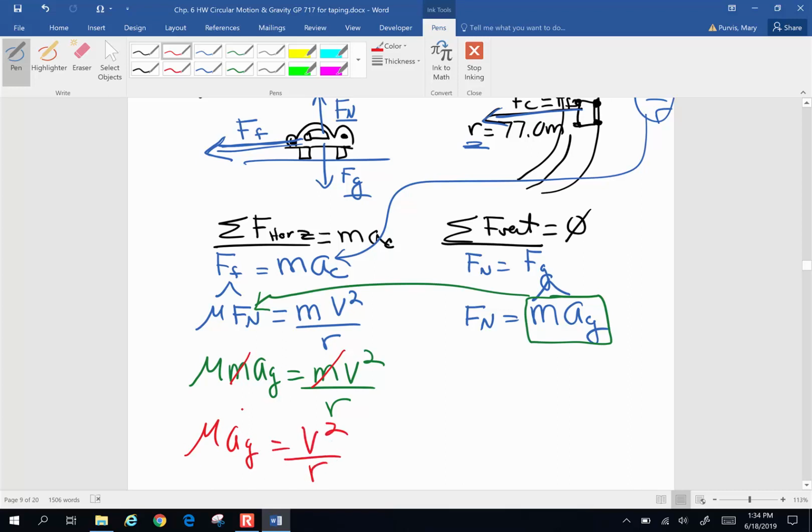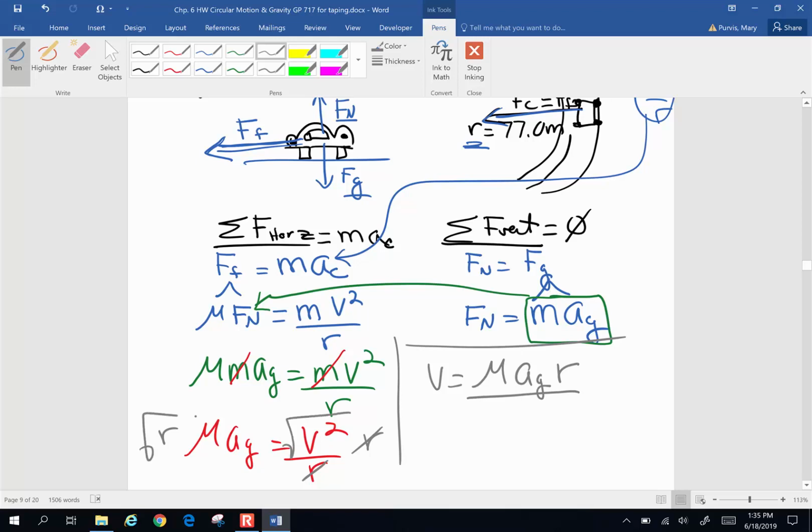and we want to solve this for how fast can you take that curve. So we're going to solve this for velocity. So we're going to do a little algebra. The velocity squared is going to be equal to mu, coefficient of friction, times acceleration of gravity, times r. Multiply r by both sides to get r up top. To get v alone, we're then going to have to take the square root of both sides, so the square root of all of that.